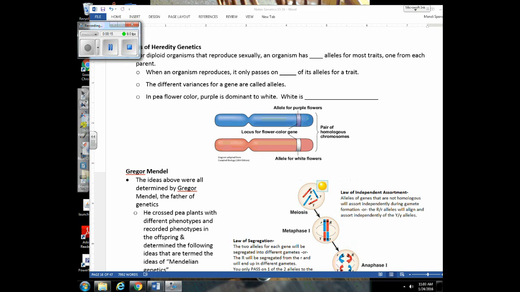Now, since we just finished talking about meiosis, we have recently covered some of the basic ideas that you have to understand before we start doing Punnett squares and talking about the types of inheritances. We've mentioned that if we have diploid organisms that reproduce sexually, then these organisms are going to have two alleles for most traits, and they get one from each parent, one from mom and one from dad. When that organism goes to reproduce, it's only going to pass on one of its alleles for the trait.